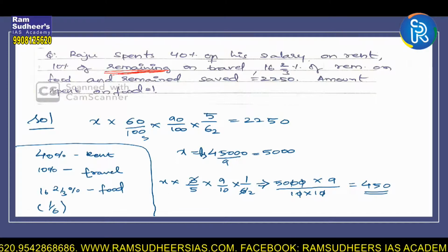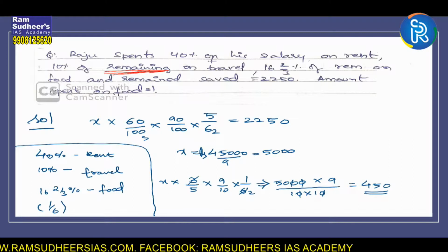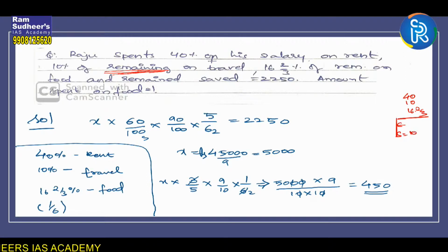There are certain questions where you'll be given: Raju spends 40% of his salary on rent, 10% on travel, and all. In those cases, you can just sum up 40, 10, and then 16 2 by 3. These are all his expenditure, and savings would be 100 minus this, and then equate it to the sum given over here, 2250. But that is not the case over here. The case here is entirely different.